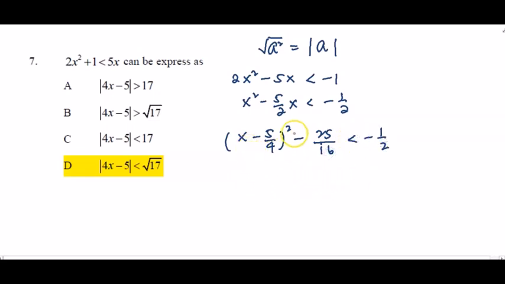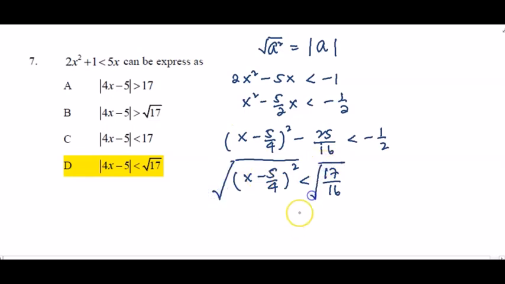I will just leave the (x - 5/4)² at the left side, and the constant I move to the right side. Then I have 17/16 at the right side. So in order to convert this into the absolute value form, I'm going to take the square root at both sides. Okay, take the square root at both sides.